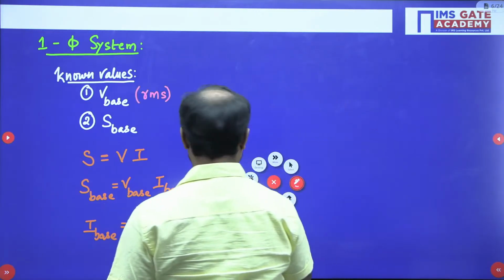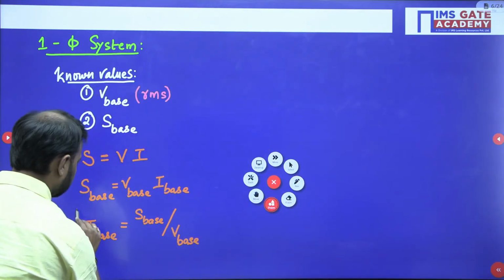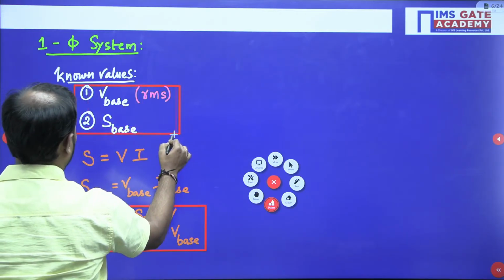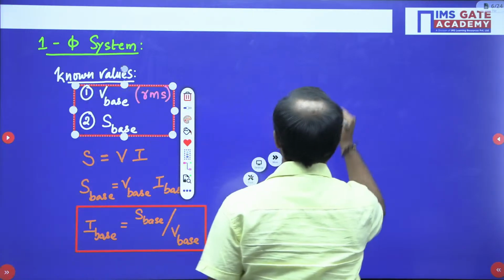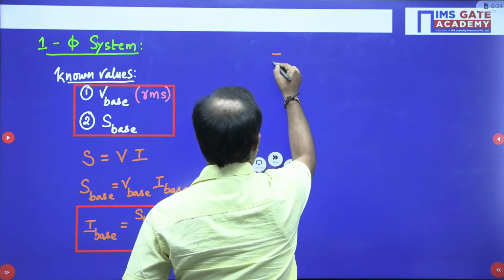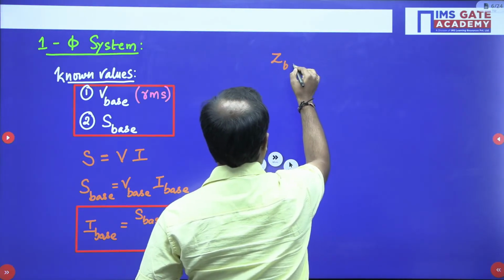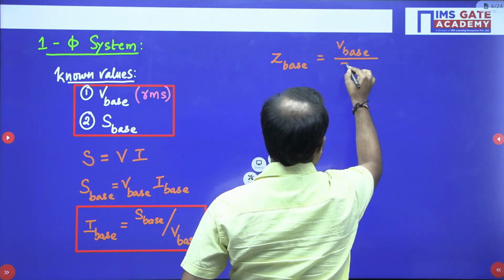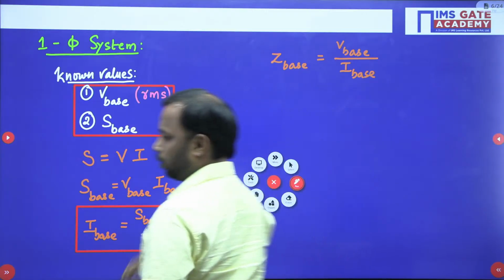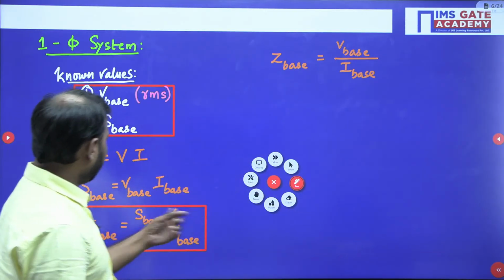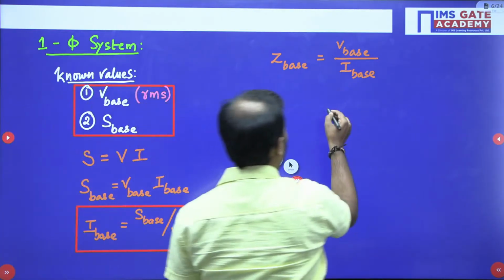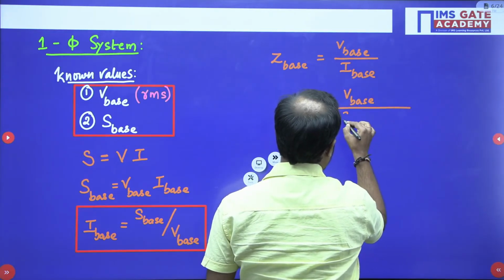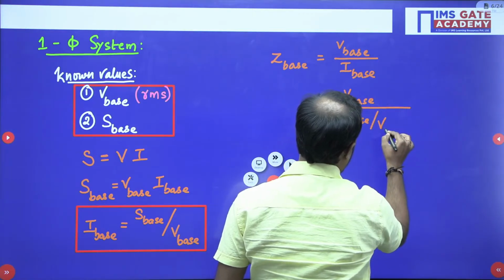Let me box this. This is one base value and this is the second base value. Now come to the impedance Z. So Z base will be what? V base divided by I base, yes or no? Now I base I know: S base by V base. Substitute here: V base divided by S base by V base.